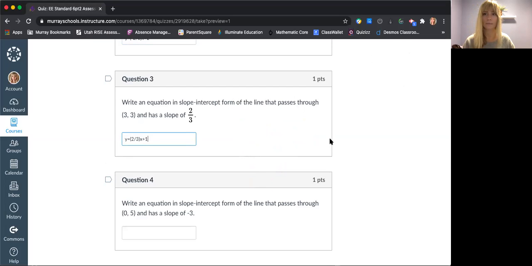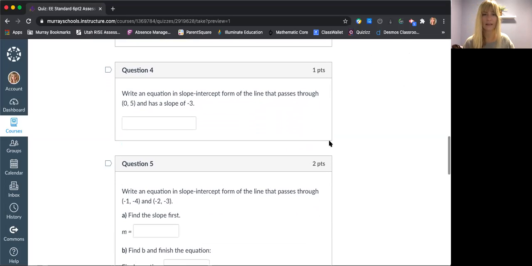Question number 4. Again, they gave me the slope. And actually, in case you didn't notice this, you can go through the whole plug it in and find b, but guess what, you guys? This is b. How do I know? Because it starts with a 0.